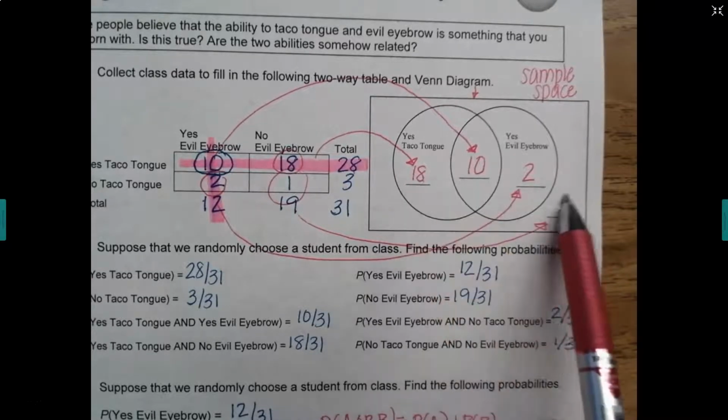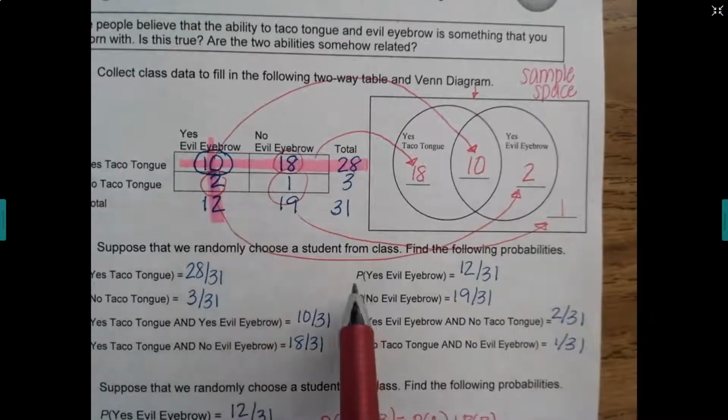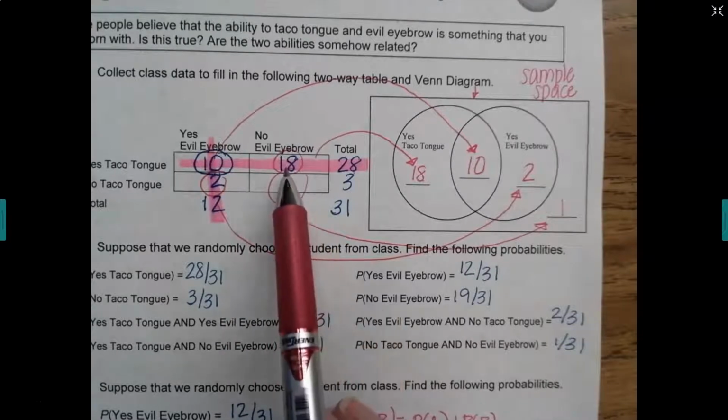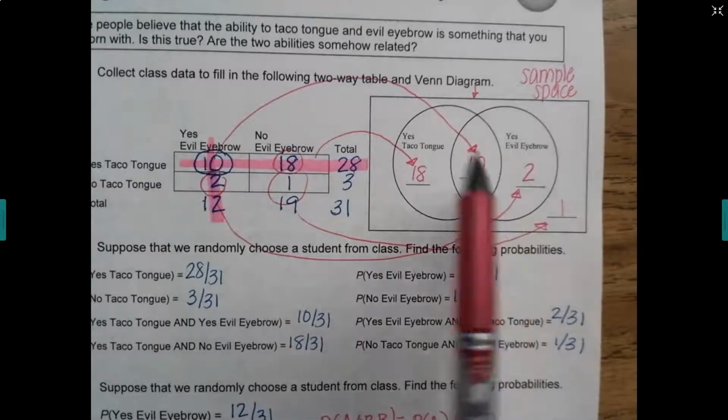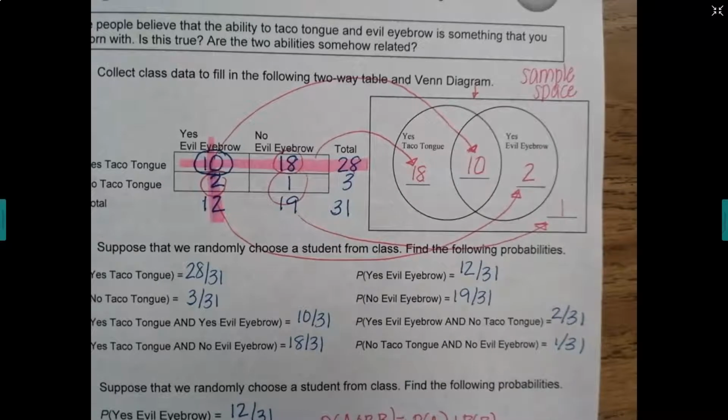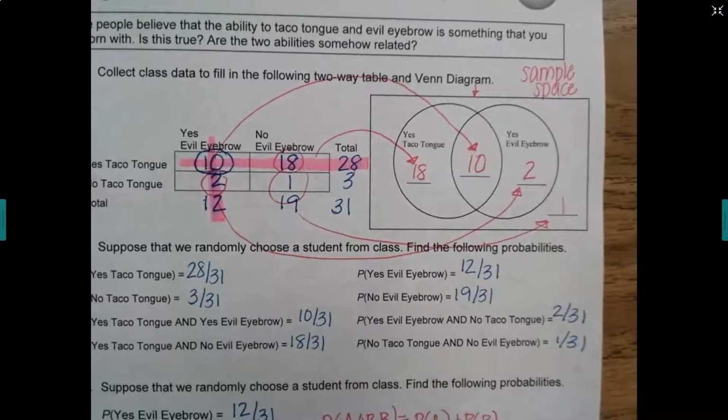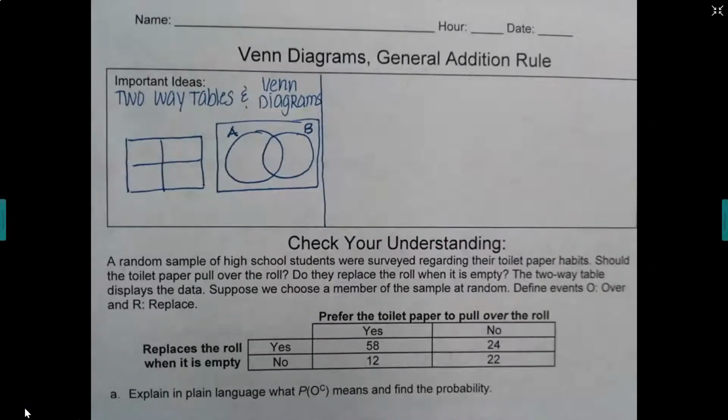Right? So your Venn diagram is the same as a two-way table, and you can take the information from one and put it in the other, or work backwards and make it go the other way. All right, let's summarize our notes and see how we're doing. All right, we're going to start off talking about our two-way tables and our Venn diagrams. Go ahead and pause the video and copy that part down so we can start filling it in.